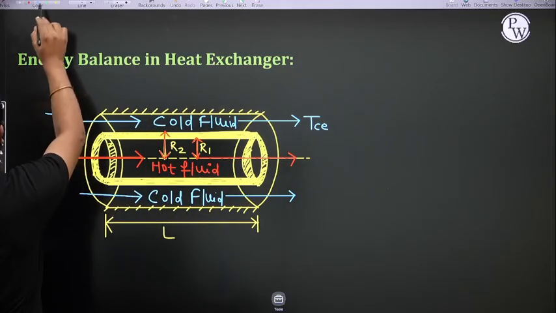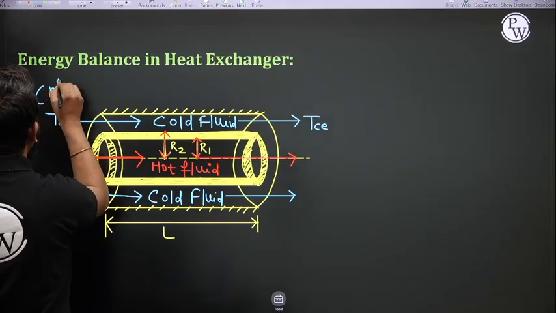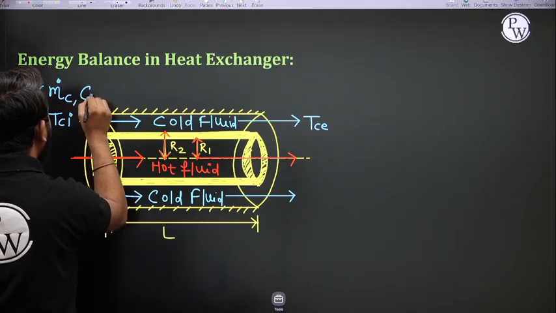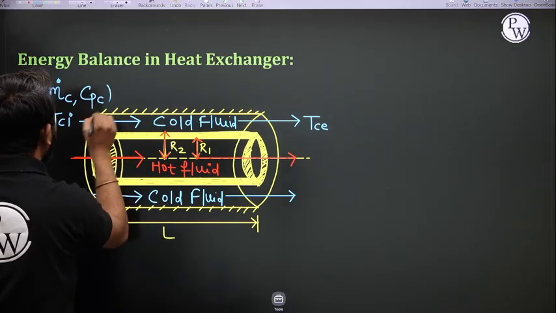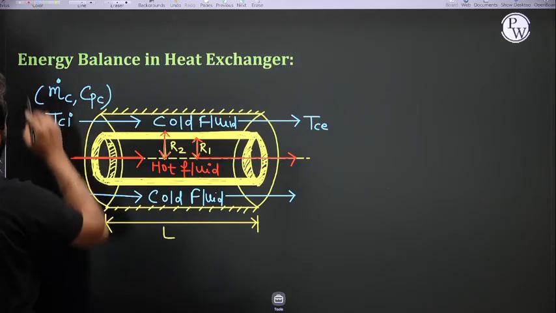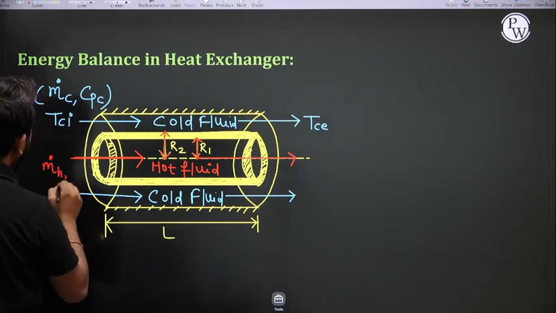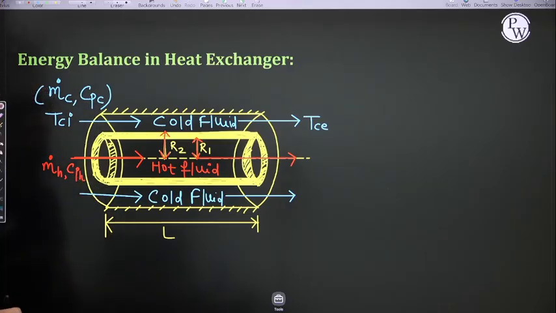And the mass flow rate of the cold fluid is m dot C, and the specific heat at constant pressure is CPC. Whereas for the hot fluid, the mass flow rate is m dot H and the specific heat is CPH.